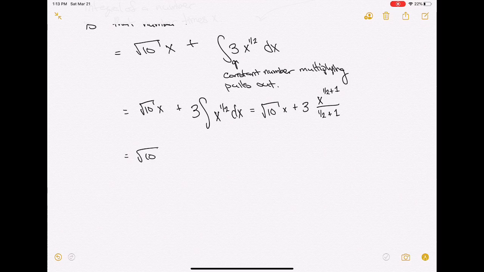So I end up with the square root of 10x here, plus, really I have 3 divided by 3/2, and if you don't believe me what that is, it's how many 1.5s fit into 3. Well, 2 of them do. So 2 1.5s fit into 3, and I have x to the power 3/2. Don't forget your plus c.